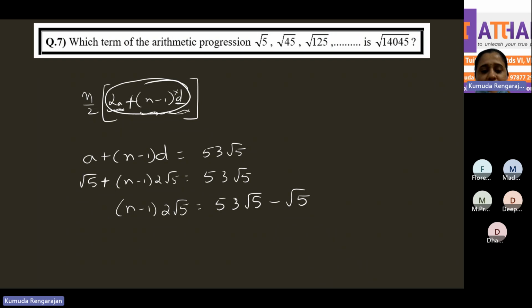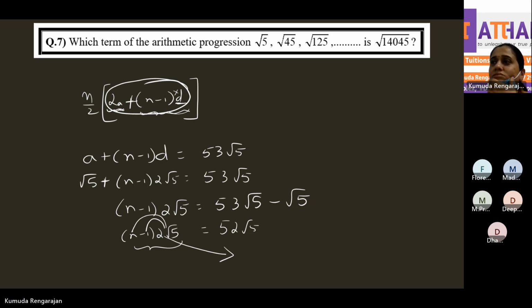Then this one becomes 52 root 5 is equal to n minus 1 into 2 root 5. Now you can make out, no? This is in multiplication. This is free to go down for division. Or you can even multiply this with this, this with this, and root. It will give you the same answer. You can also multiply. You will get the same answer.